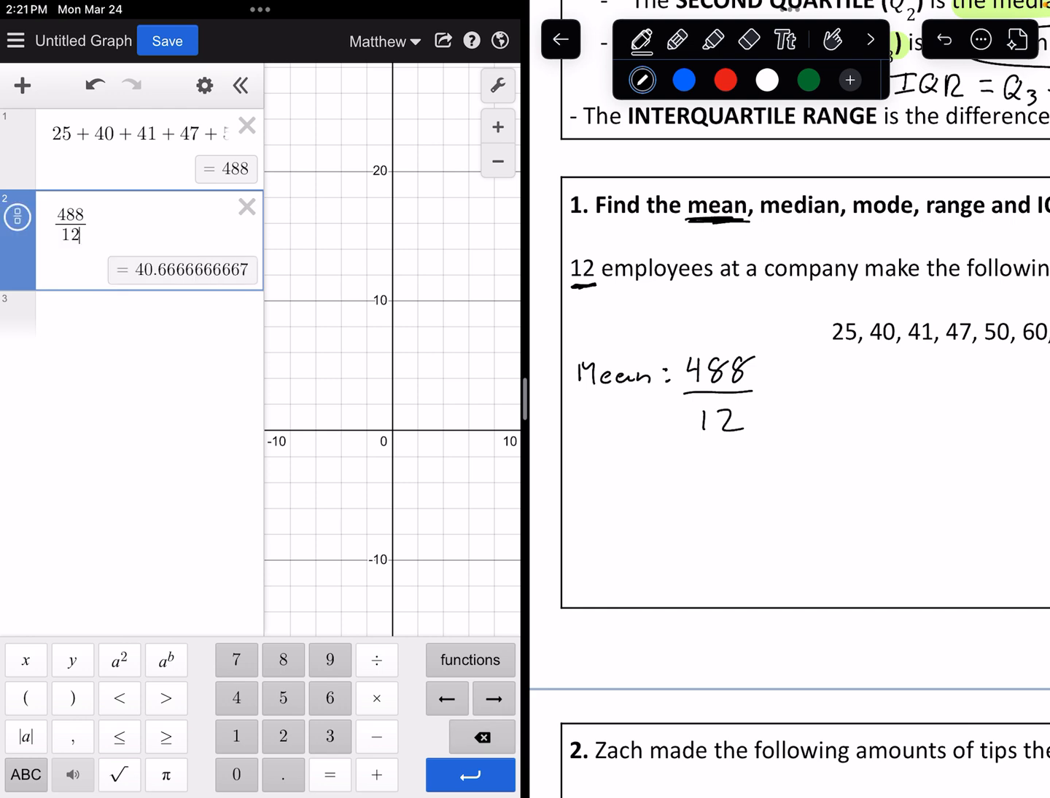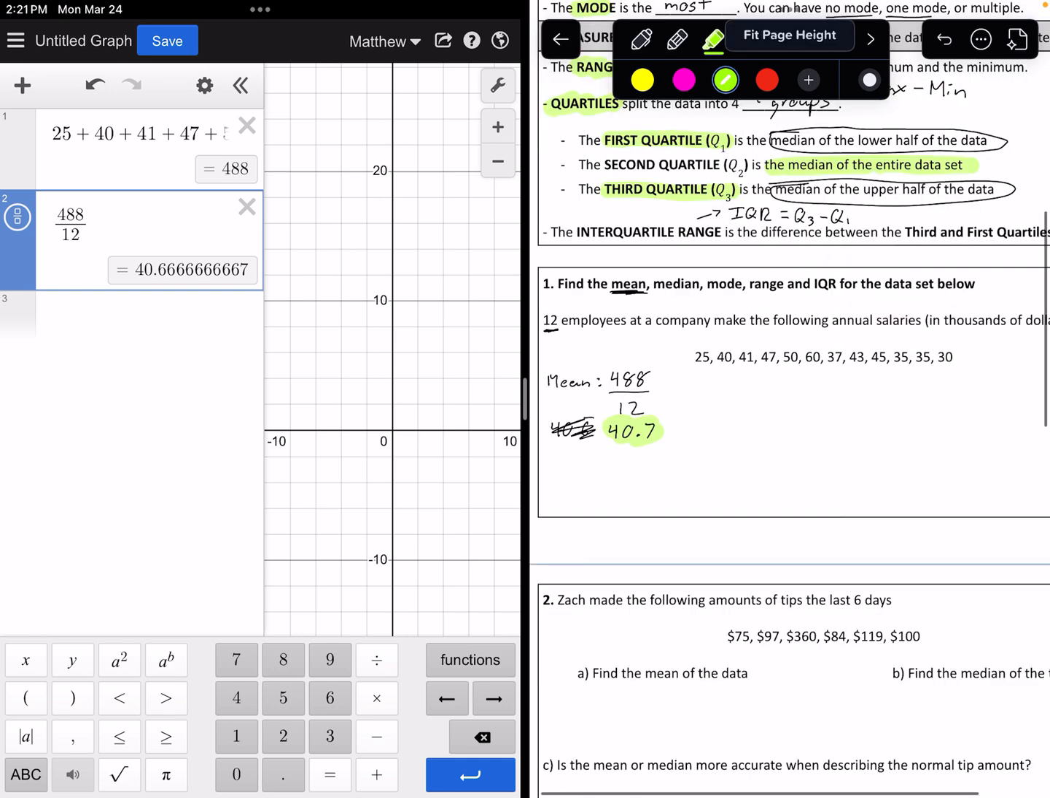When I do 12, I get 40.6, and I'm going to call that, okay, 40.7. So there you go. There's your first one, your mean. Okay, you add them all up, you divide by the number.